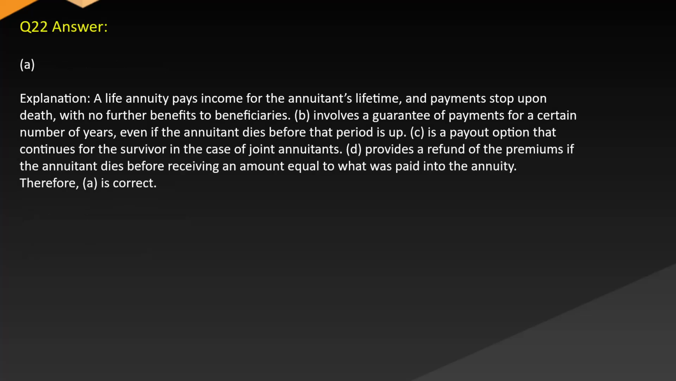Answer. A. Explanation. A life annuity pays income for the annuitant's lifetime, and payments stop upon death, with no further benefits to beneficiaries. B involves a guarantee of payments for a certain number of years, even if the annuitant dies before that period is up. C is a payout option that continues for the survivor in the case of joint annuitants. D provides a refund of the premiums if the annuitant dies before receiving an amount equal to what was paid into the annuity. Therefore, A is correct.